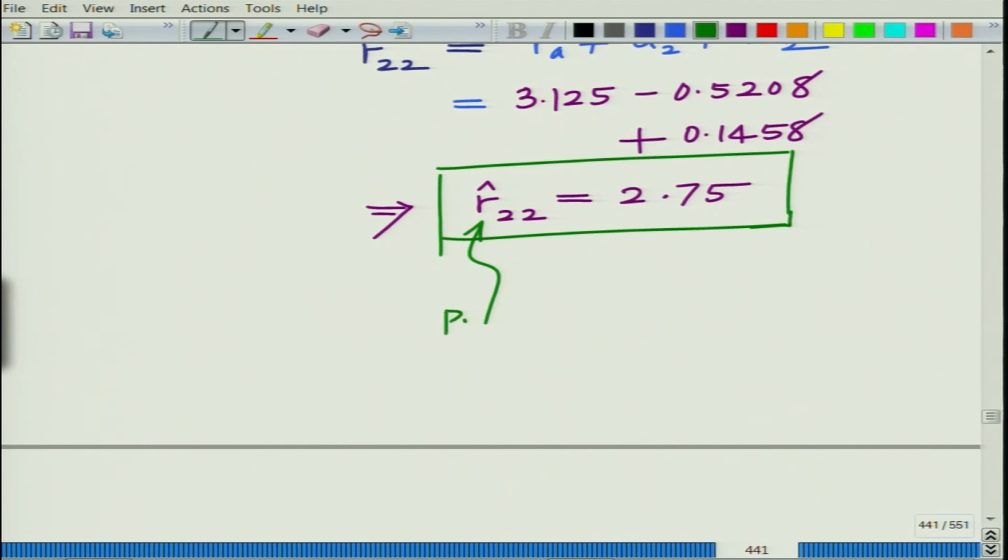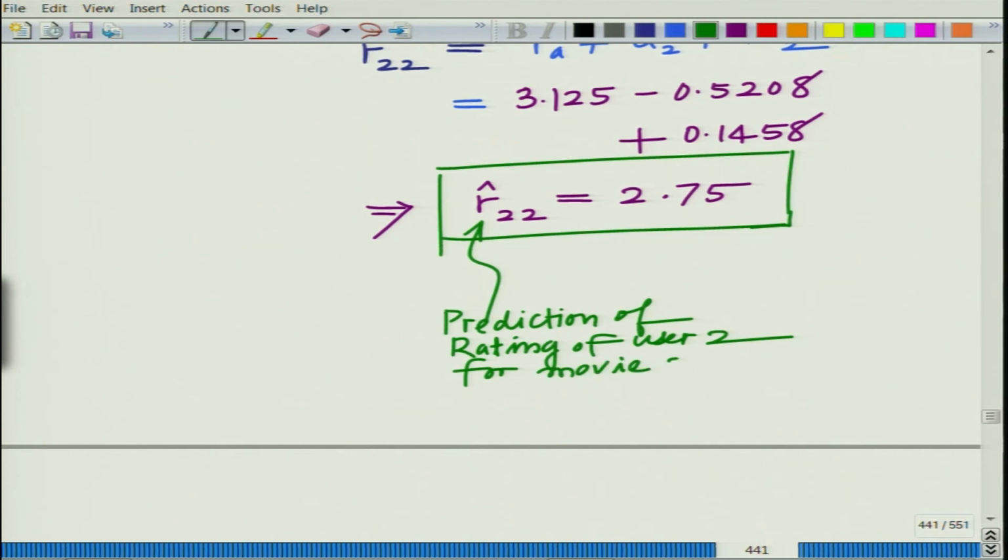So, what have we achieved? This is the prediction of rating of user 2 for movie 2, and remember, right, the next step is of course to compute these predictions of the ratings of unseen movies for all the users and ultimately recommend that movie which has not been seen previously by the user and that has the highest predicted rating. Alright, that is the last step.